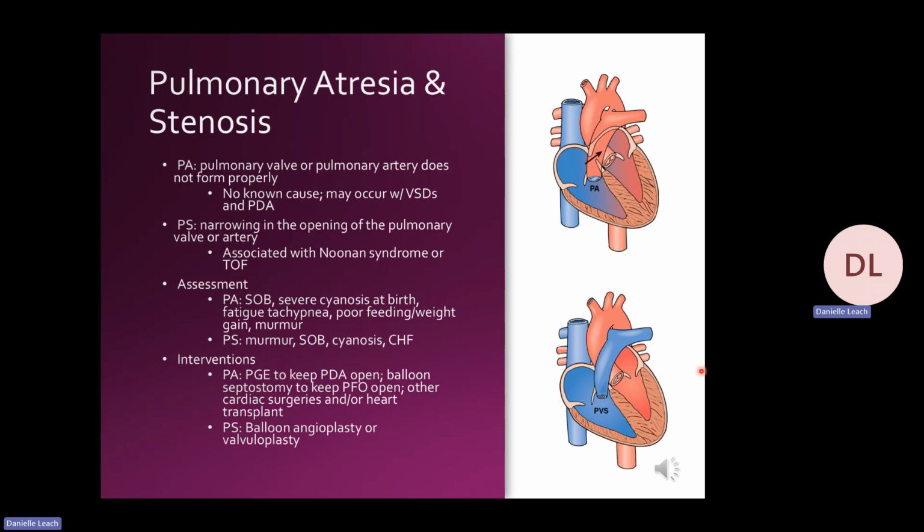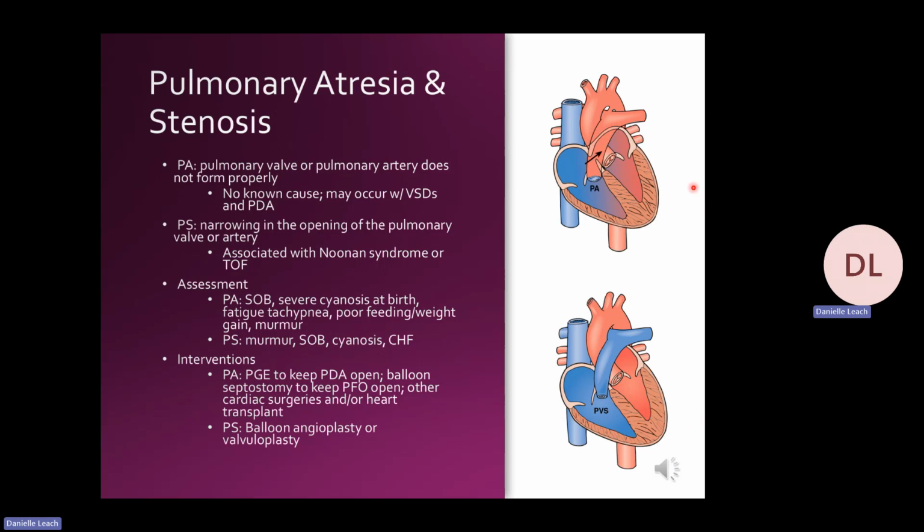With pulmonary stenosis, or down here it says PVS for pulmonary valve stenosis, there is a narrowing in the opening of the pulmonary valve or artery. So as you can see in this picture, the valve looks like it's a little bit narrowed. This one is associated with Noonan syndrome or tetralogy of Fallot. You don't need to know what Noonan syndrome is. It's just another syndrome that has cardiac defects and other facial characteristics associated with it. So for these, the pulmonary atresia is a little bit more severe than pulmonary stenosis.